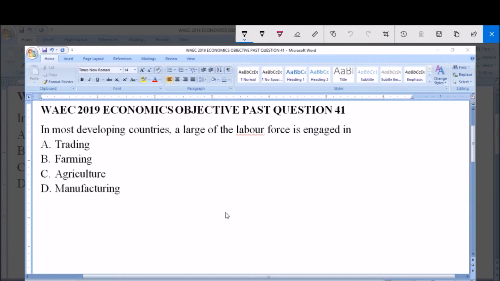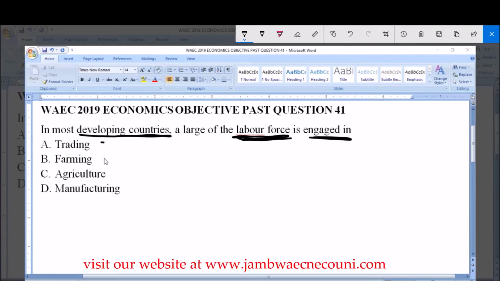In most developing countries, a large percentage of the labor force is engaged in: A. Trading, B. Farming, C. Agriculture, D. Manufacturing. So we're looking at developing countries in general and what the highest percentage of the labor force is engaged in. Now we have option A, trading; B, farming, which is a facet of agriculture; and then D, manufacturing.